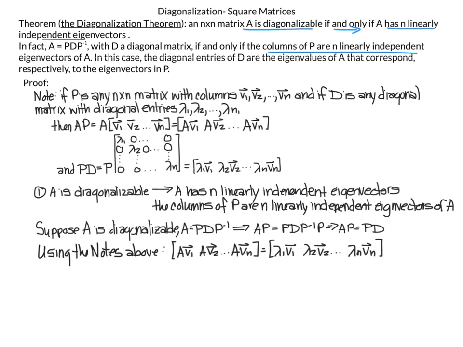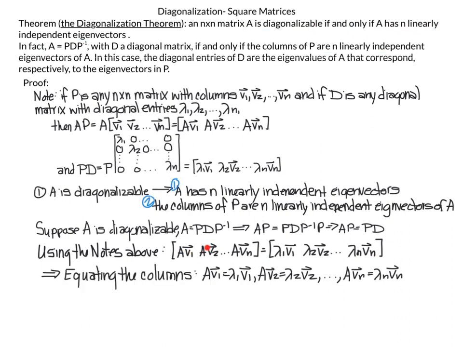And now using what we had written over here, on the left-hand side, I have A times P is equal to Av1, Av2 up to Avn. And on the right-hand side, I have P times D is equal to lambda 1 v1, lambda 2 v2 up to lambda n vn. Now I'm going to equate column by column, so my Av1 is equal to lambda 1 v1, my Av2 is equal to lambda 2 v2, up to Avn is equal to lambda n vn.